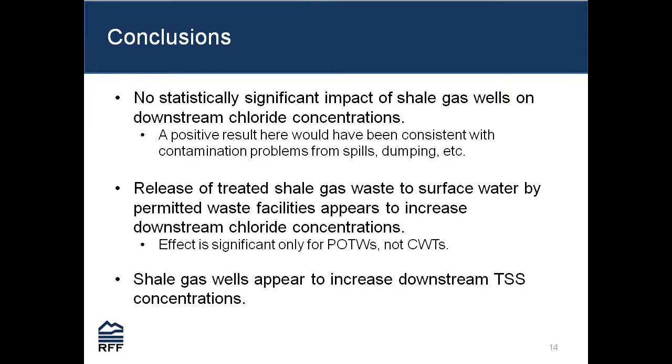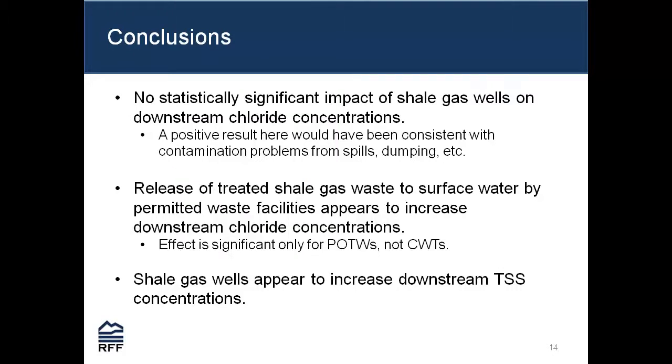So if produced water is getting somehow into the environment, into these streams, on an everyday basis, we would see this in the statistics, but we don't. It doesn't mean that there are no spills. We know there are spills, but it means that it's not happening on a systematic basis.